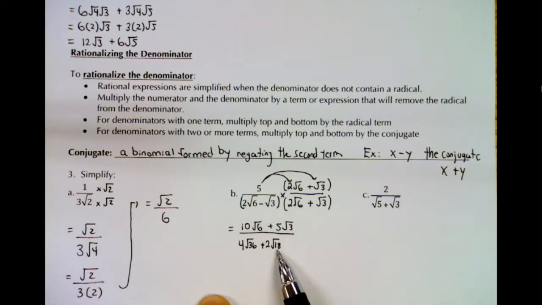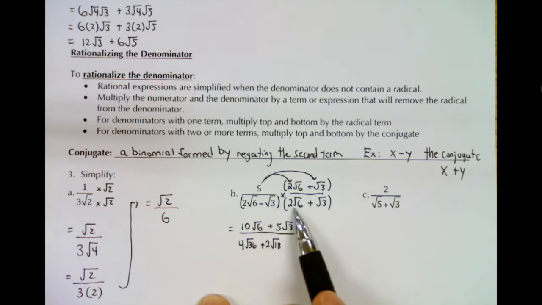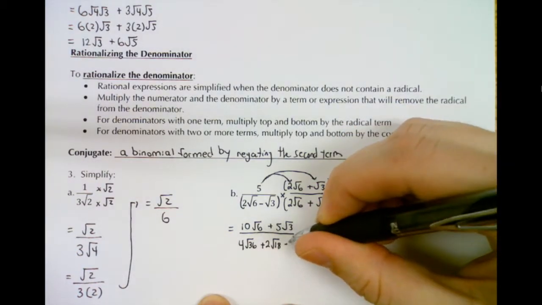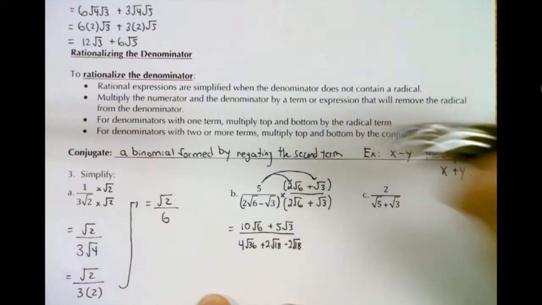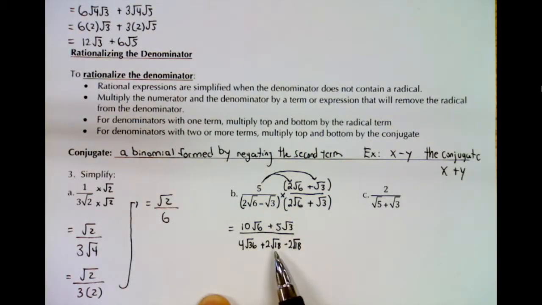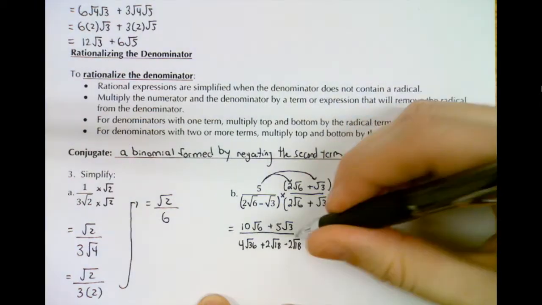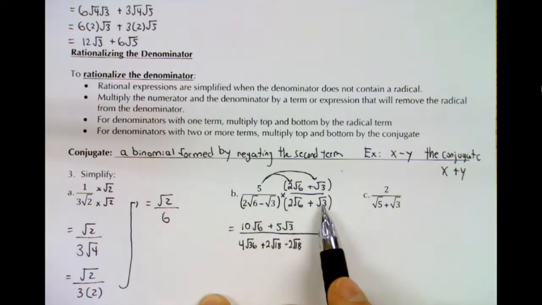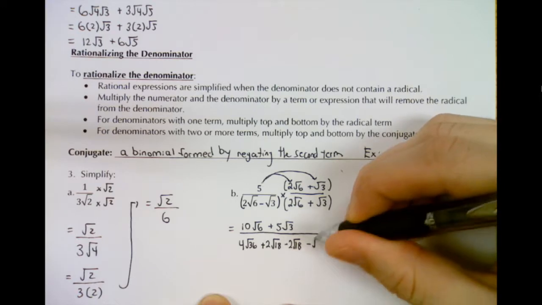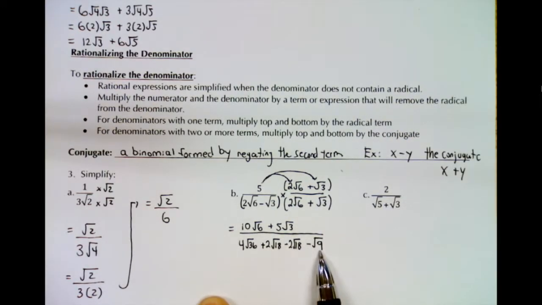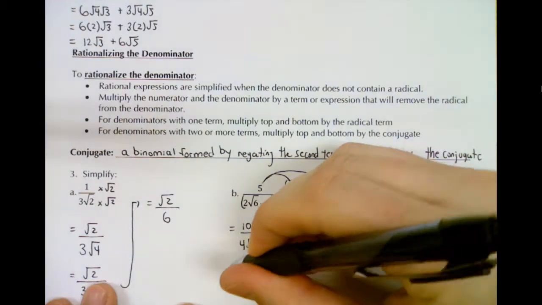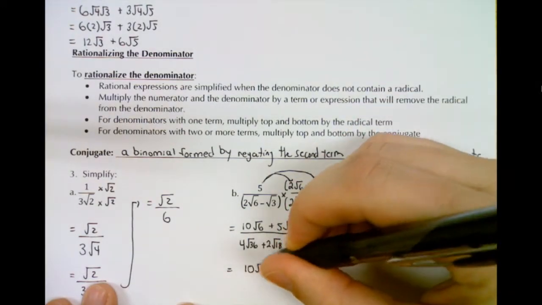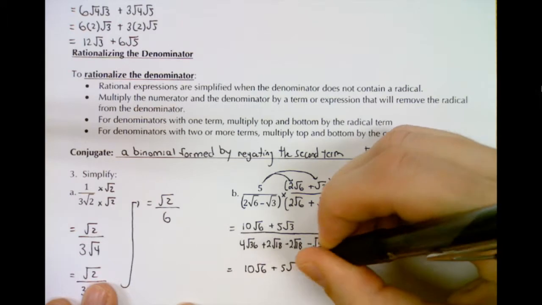Now this one is not a perfect square, but watch what happens because we multiplied by the conjugate. Negative root 3 times 2 root 6 will give us negative 2 root 18. We get the exact same term with the opposite sign. These 2 terms are going to add to 0. And it's going to eliminate those middle terms, and it's just going to leave us with the first term. And our last term, which will be negative root 3 times root 3, is negative root 9. A perfect square. So, if we simplify this, the top is 10 root 6 plus 5 root 3.